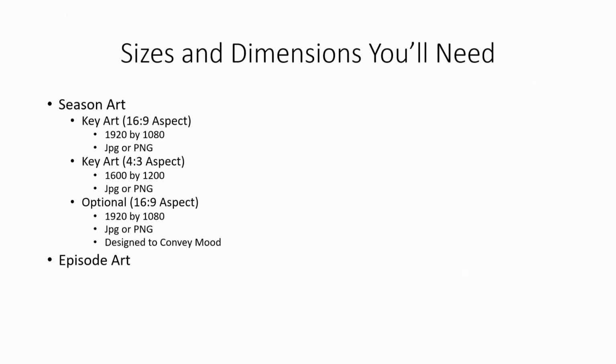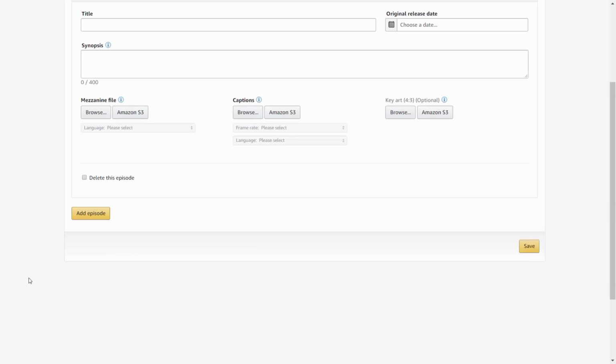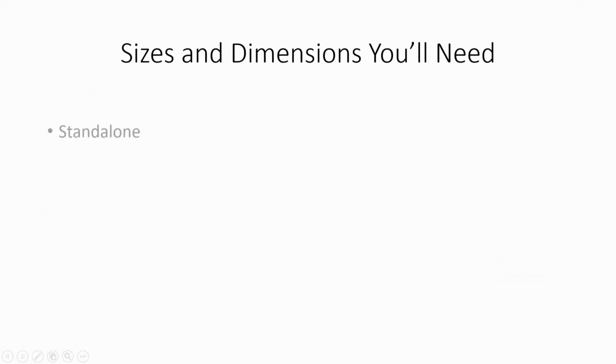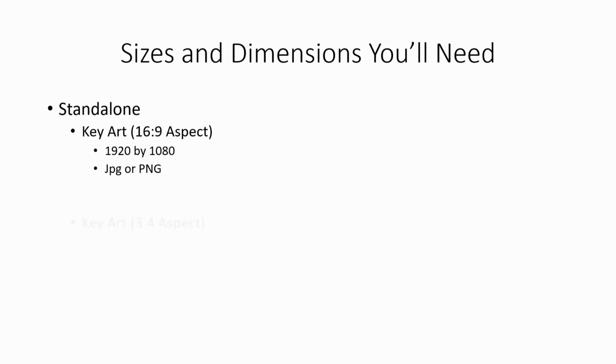Now, you can also include artwork for individual episodes. That episode will require a key art aspect ratio of 4:3. It'll need to be 1600 by 1200, and it'll be JPEG or PNG. And you'll see that request when you are uploading your individual episode video. Now, for the standalone videos, the key art will have a 16:9 aspect ratio. It'll need to be 1920 by 1080, JPEG or PNG.